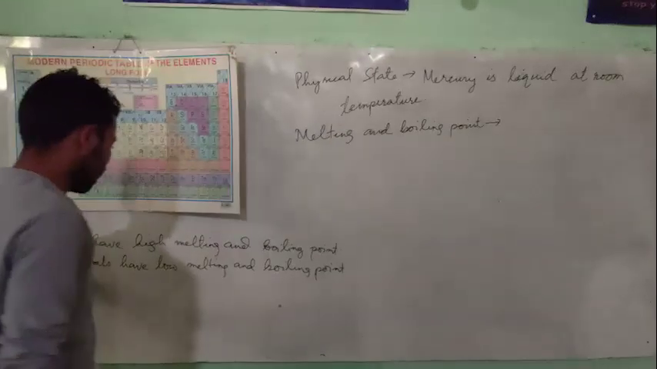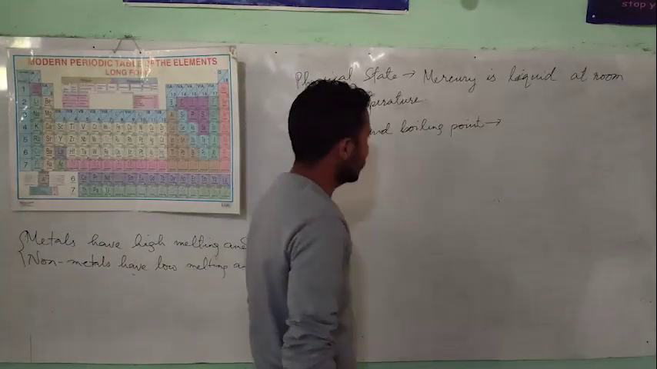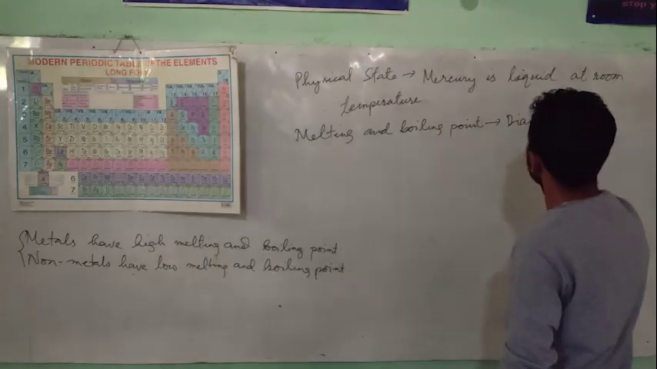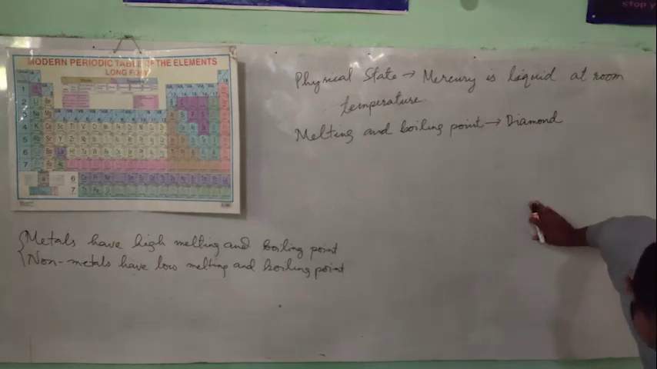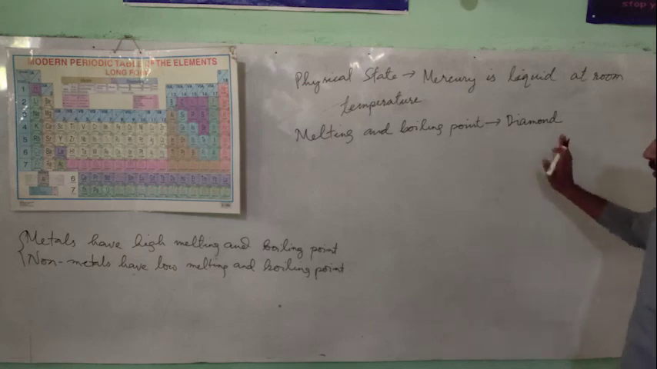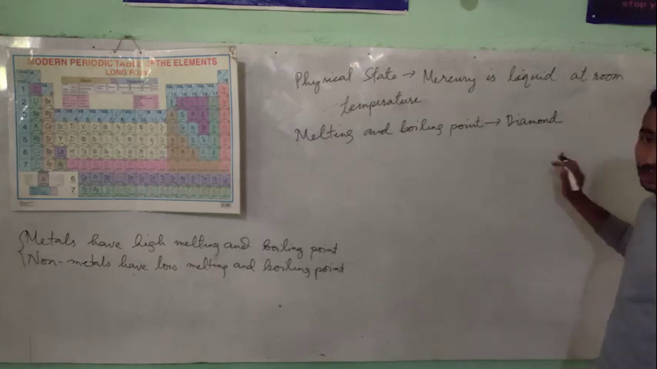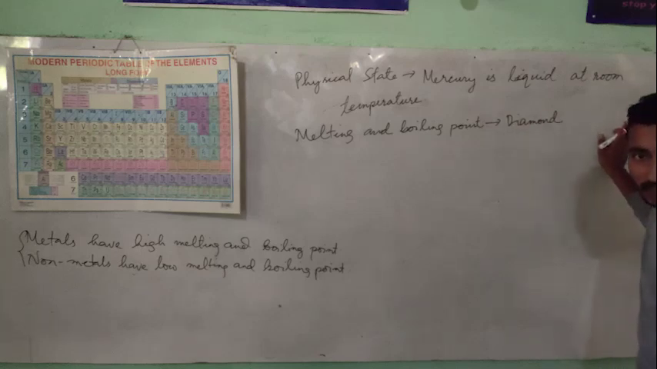We have written here that non-metals have low melting and boiling points, but there are some non-metals which have very high melting and boiling points, like for example diamond. Diamond and graphite have very high melting and boiling points in the case of non-metals. And diamond and graphite are made up of carbon.